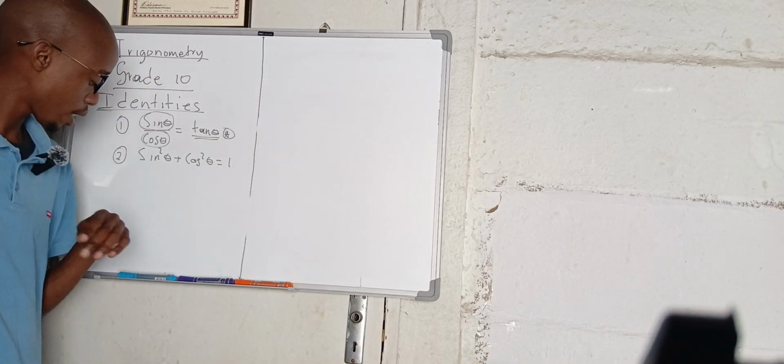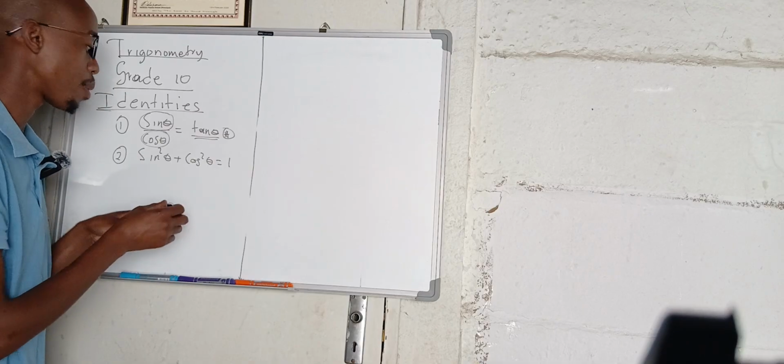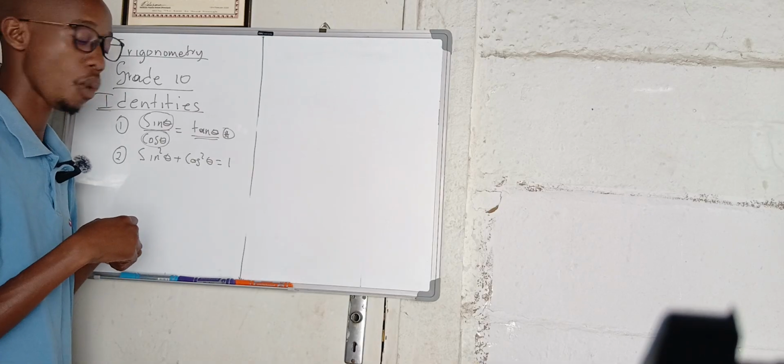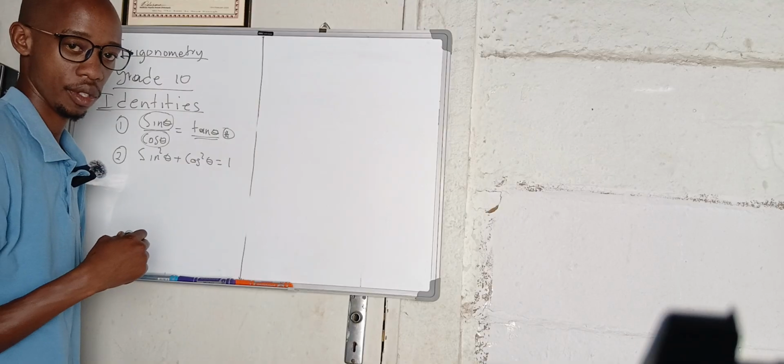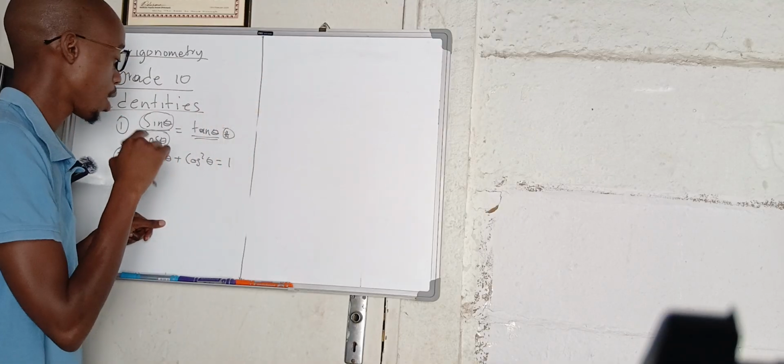Let's check the second identity. It says sine squared theta plus cos squared theta is equal to 1. So how do we prove this? First things first, let's check. We said sine theta is what?